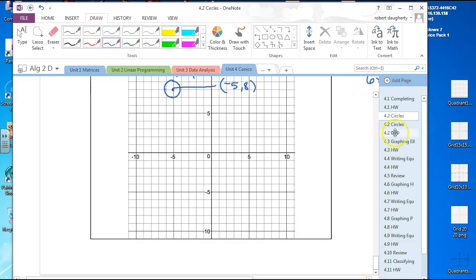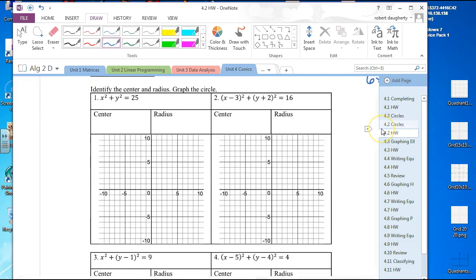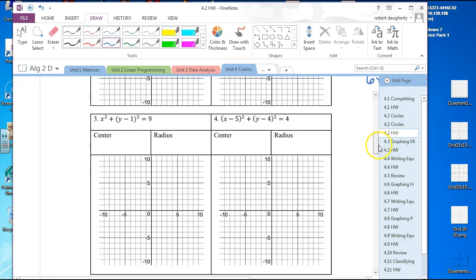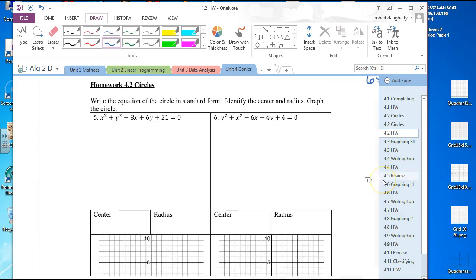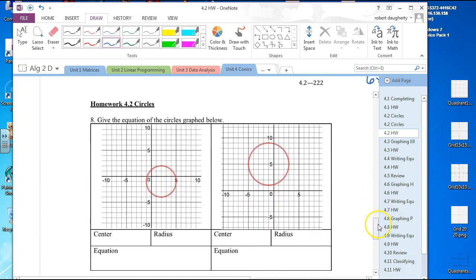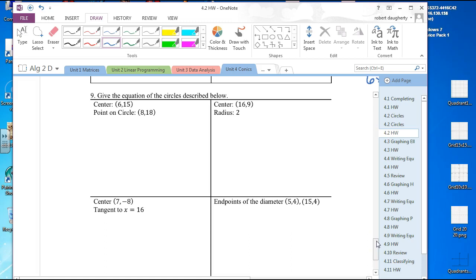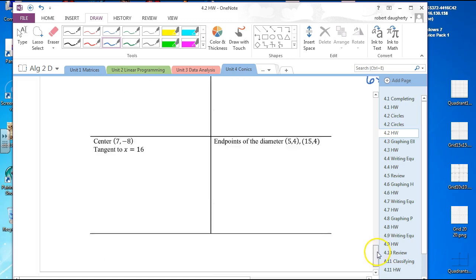So that is it. If I look at the homework you have for 4.2, it should mirror much of what we did here in class. I give you equations, you give me back the center and radius, and you graph it. Several of those. And then things where you have to complete the square in standard form, give me the center, radius, and graph it. And then some where I give you descriptions, like the center and a point it passes through. I give you circles that are already graphed, and you come back with the equation. And some others, like we did earlier, where I give you different pieces of information, and you have to figure that out.